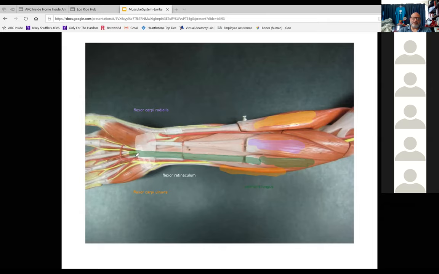Notice I keep saying most, because there are some people who don't have a palmaris longus. In fact, probably about 15-20% of the population, especially in their left arm, don't have a palmaris longus. If you're right-handed, then there's like a 20% chance you don't have a palmaris longus in your left arm. It just fused together with other muscles and isn't a distinct muscle on its own. So you might not have that prominent tendon on your left, but you might on your right, or you may have both. All right.